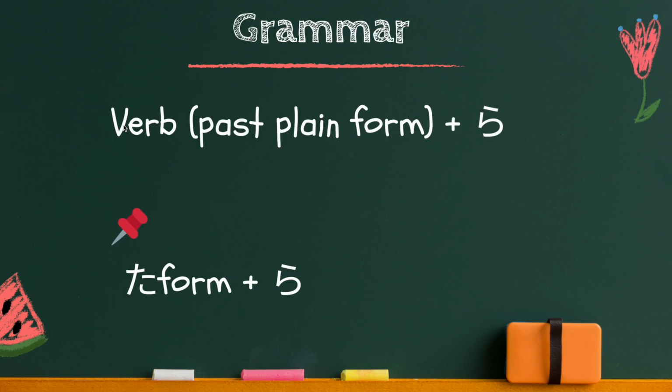Grammar format is this. Use past plain form and then add ra. Simply put, this is ta form plus ra. So this has to be past plain form. You cannot use polite form, so be careful with that.